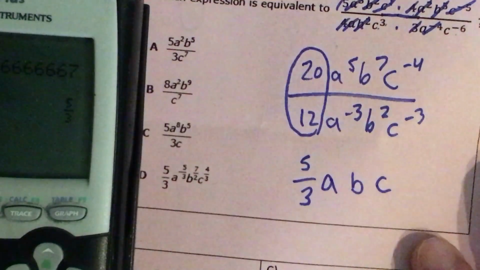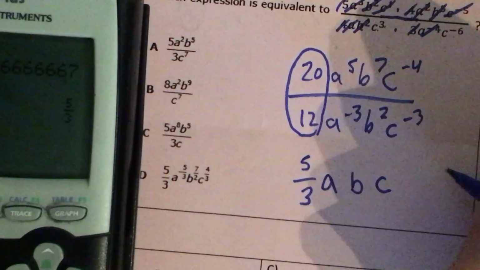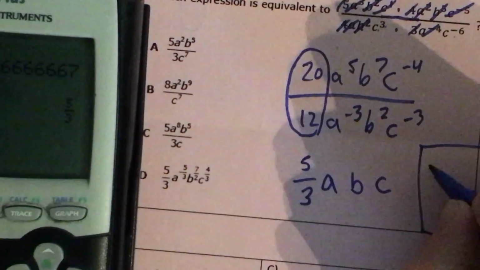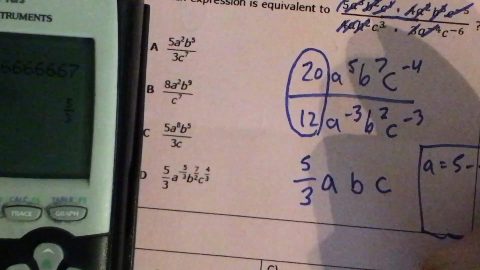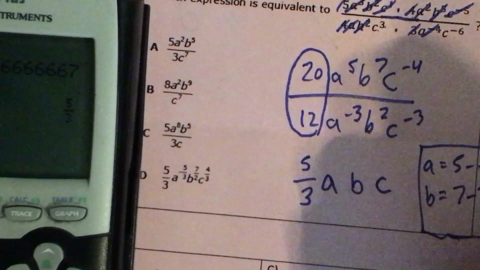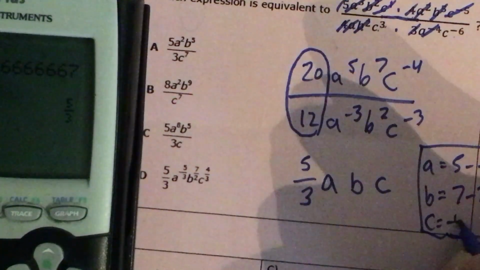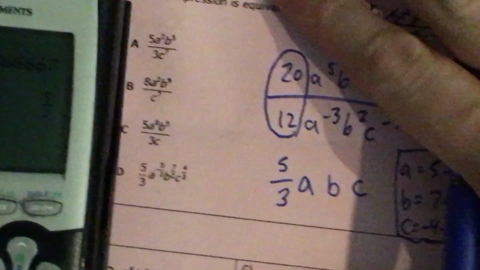I'm going to slide this up and go ahead and do this math. I'll work over here since I'm running out of room. For A, I'm just going to do 5, take away negative 3, equals. For B, 7, take away 2, equals. And for C, negative 4, take away negative 3. Let's slide that over.